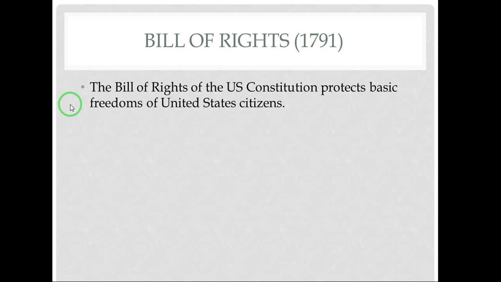Another important document is the Bill of Rights, which protects basic freedoms of US citizens. The Bill of Rights came into effect on December 15th, 1791, limiting the powers of the federal government of the US and protecting the rights of all citizens, residents and visitors in American territory. So the Bill of Rights protects freedom of speech, freedom of religion, freedom of assembly, etc.